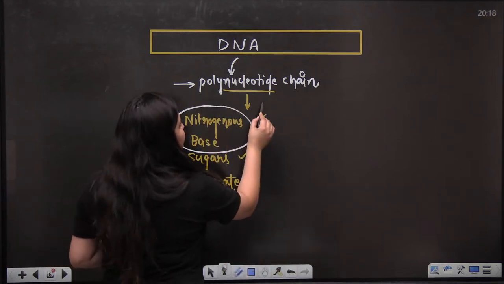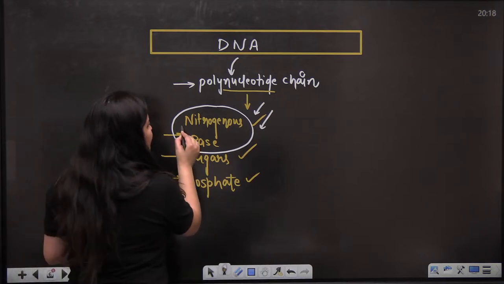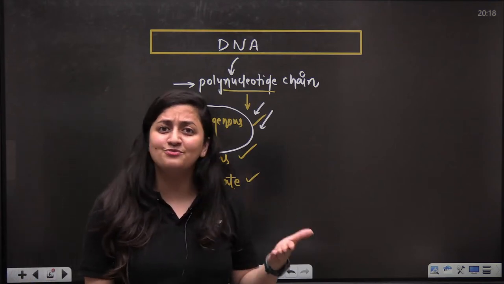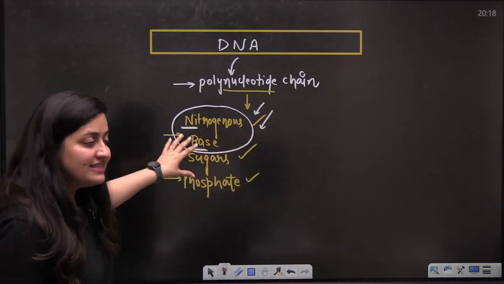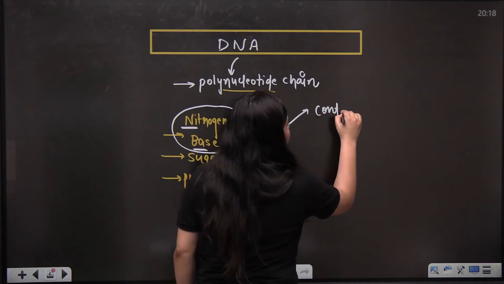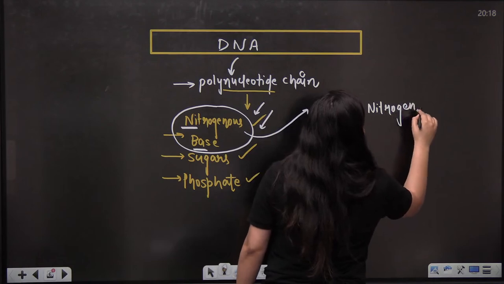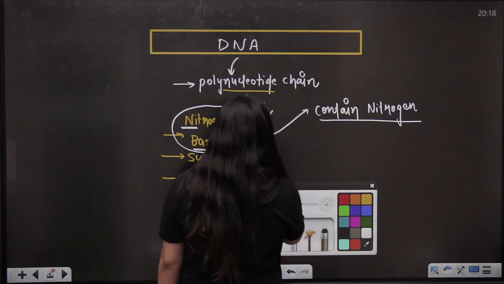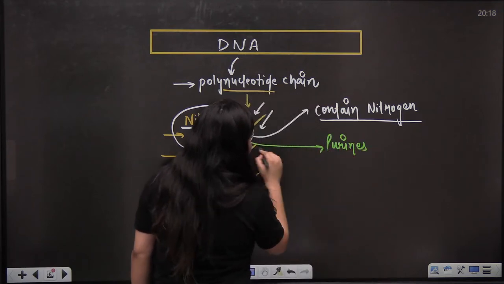So, we are going to start first with the nitrogenous bases. See, the first word is clear: nitrogenous bases. So obviously nitrogen is going to be there. They contain nitrogen, isn't it? When you talk about these nitrogenous bases, you will get two things. One is purines, another is pyrimidines.